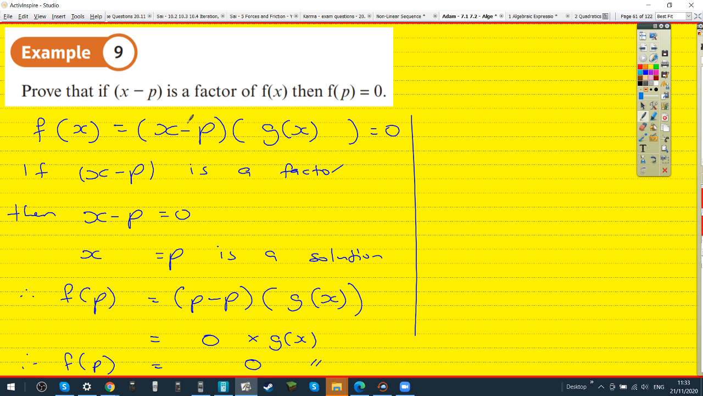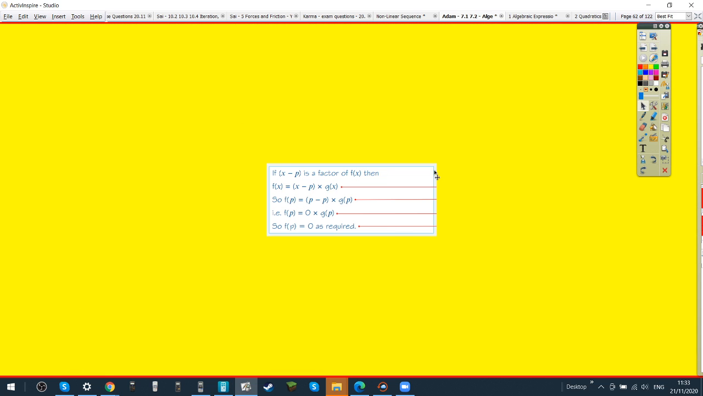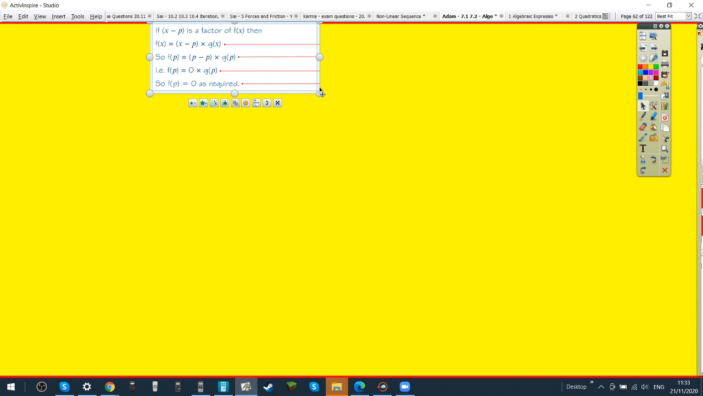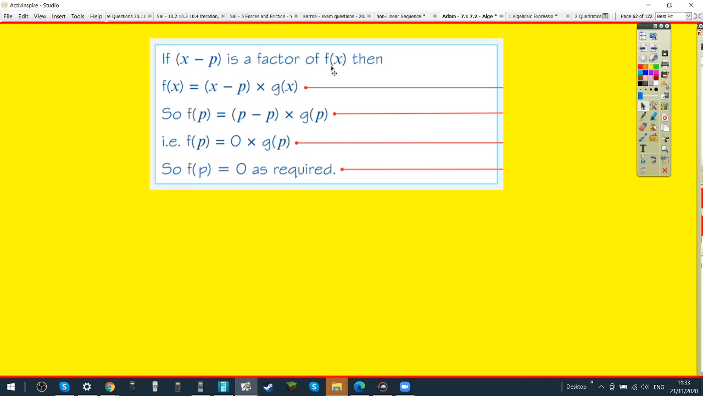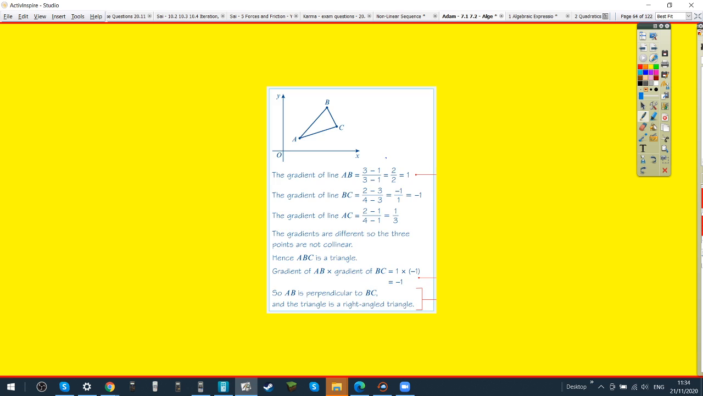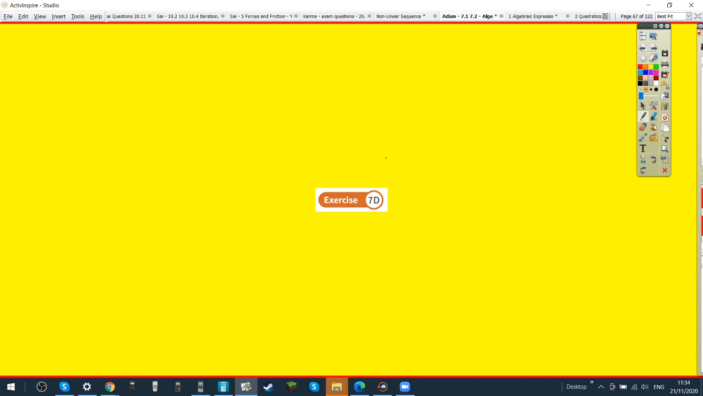So I'm just doing all of the steps of the factor theorem, but with a letter instead of a number. Okay, let's see what they said. Oh, they said something very similar. If x minus p is a factor of f of x, then f of x is equal to x minus p in a bracket times some other g of x. f of p is equal to p minus p times g of p, which is 0. That's exactly it. I hate this proof stuff, but I didn't do too bad.